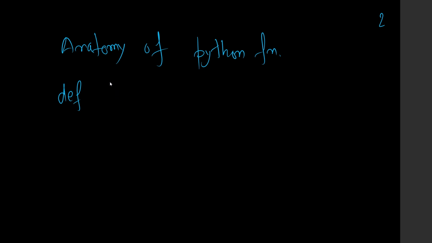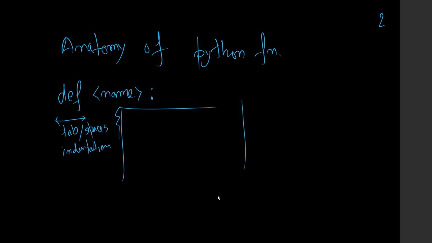Then we have to provide a name for the function. After that, there should be a colon, and inside this, in the new line, you have to provide an indentation. This is provided using tab or spaces. So this is called indentation, and here in this area you write your expressions and statements.